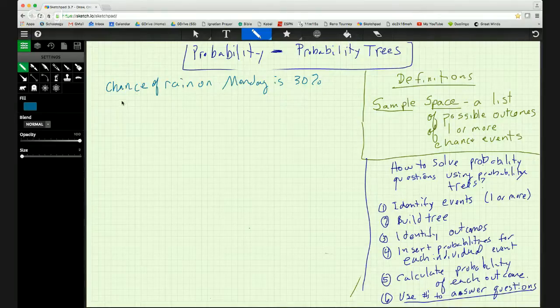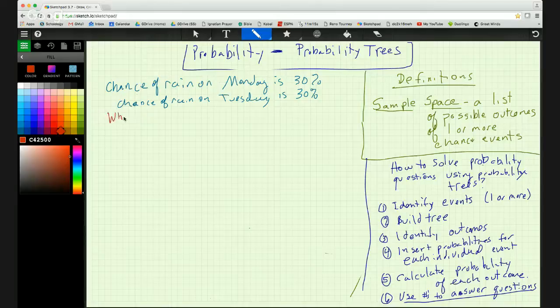And the chance of rain on Tuesday is 30%. So we're going to say it's the same percent chance, but it's not 50-50. So my question now, and I think you can probably guess where I'm going, is what is the chance it rains exactly one day?